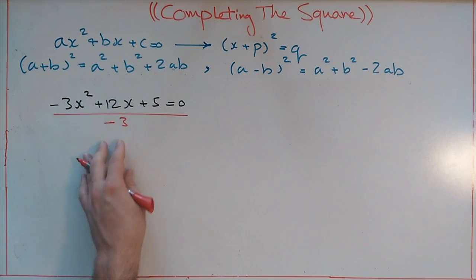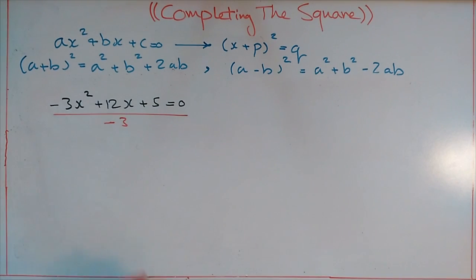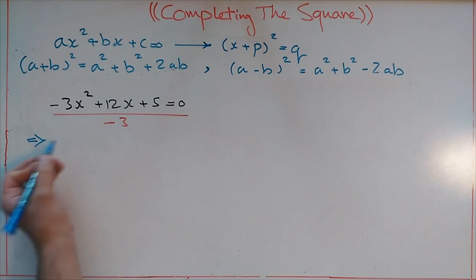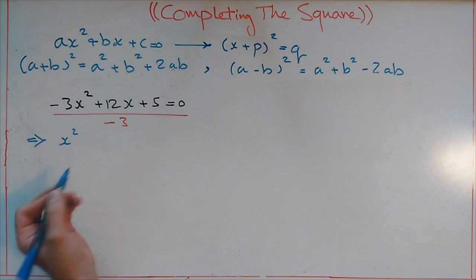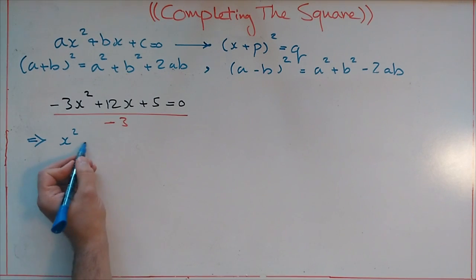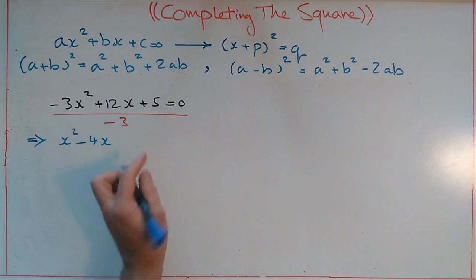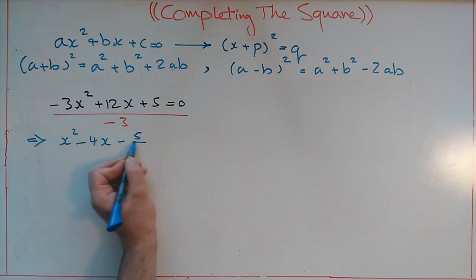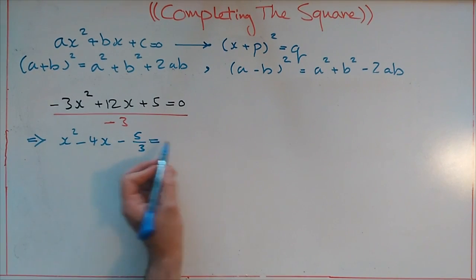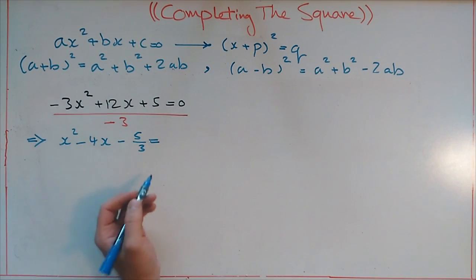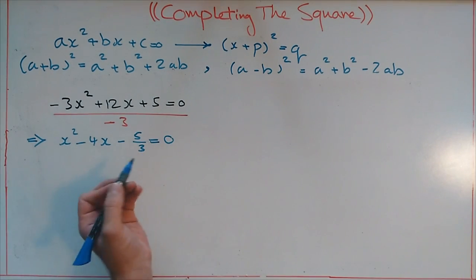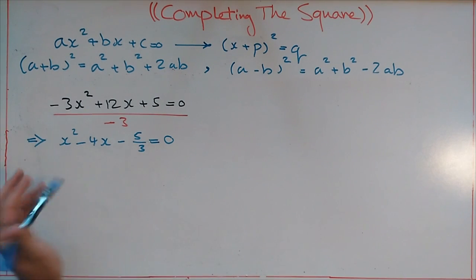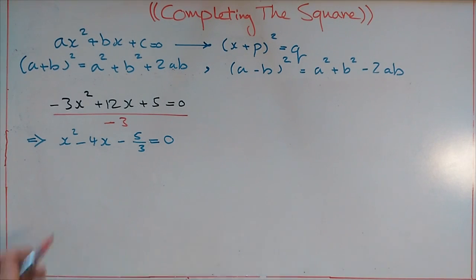everything by negative 3. So negative 3 divided by negative 3 is 1. 12 divided by negative 3 is negative 4x. And positive 5 divided by negative 3 is minus 5 over 3. And 0 divided by negative 3 is obviously 0. So now we do the rest.